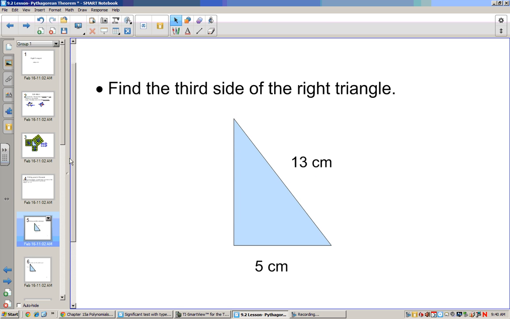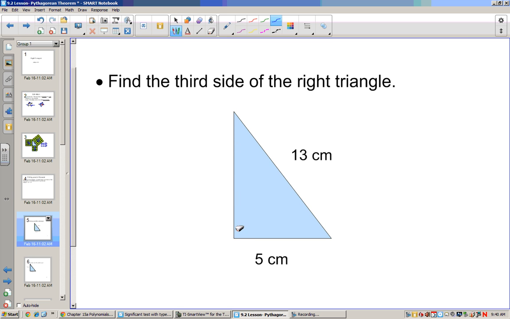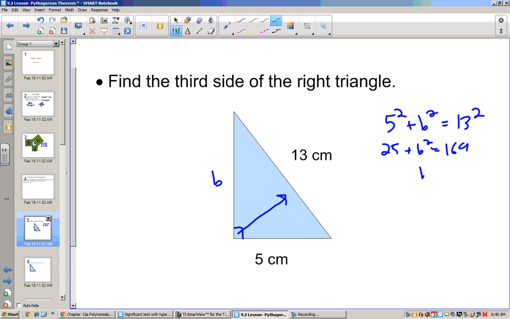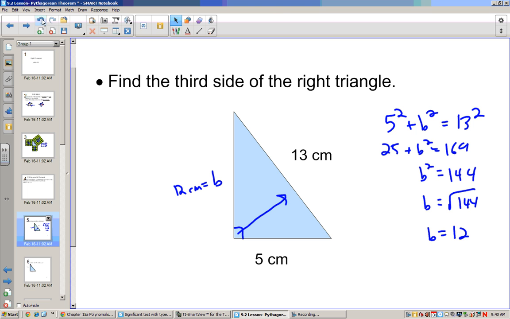Now find the third side in this right triangle. Well, this is our right angle, so 13 would be our c value. So if this is a, this would be b, so we'd have 5 squared plus b squared is equal to 13 squared. Or 25 plus b squared is equal to 169. If you subtract 25 from both sides, you get 144. The square root of 144 is 12. So b equals 12 centimeters. Wonderful.